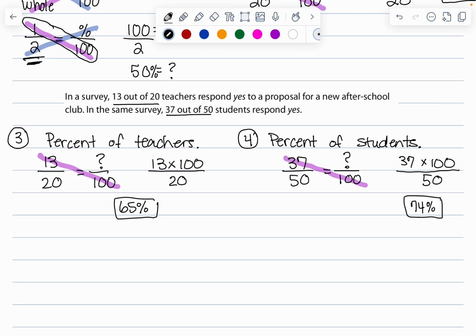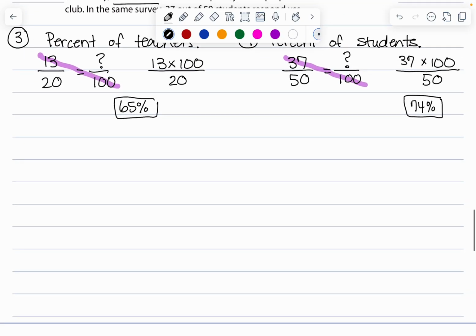Okay, one other method that we did is we used benchmark percents. Benchmark percents is only friendly if there's something that's easily divisible by numbers, okay? So we're going to do problem 5 and 6 using benchmark percents.